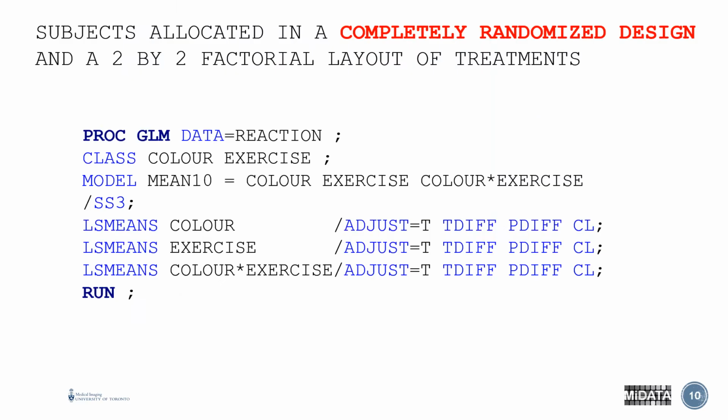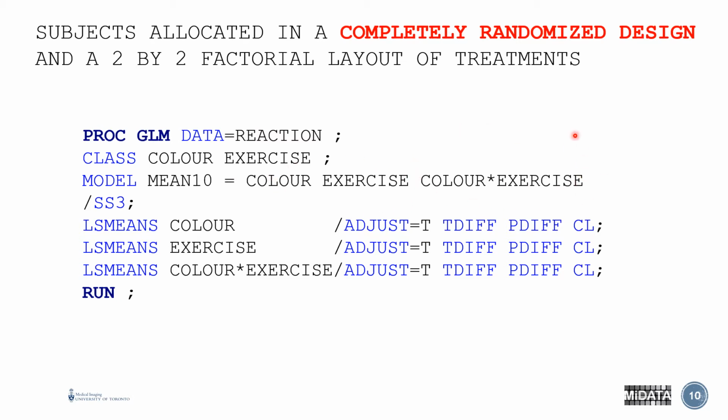All right, how about now we do the same allocation and treatments as a completely randomized design. However, the treatment layout is now a 2x2 factorial. So in this case, you'll see that the code looks very similar. However, we now have as class statements color and exercise. So we don't just have a single group variable that incorporates the 4 different combinations. We now have 2 class variables, one for color, one for exercise. These, of course, are included as independent variables in your model.